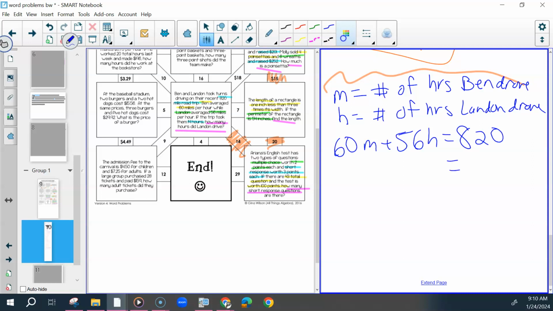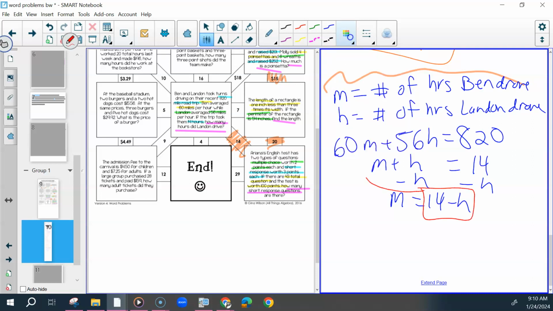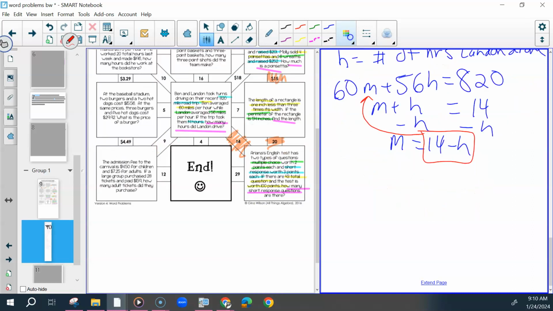How would we set up the other one? M plus H equals 14. Right, substitution or elimination? Substitution. Okay, and then if we have to find how many hours Landon drove, which is our H, we're going to get rid of M, solve for M. Substitute that back into the original. Distribute and solve.